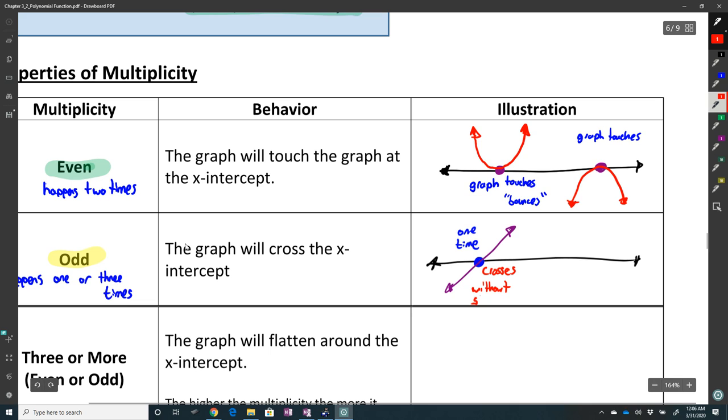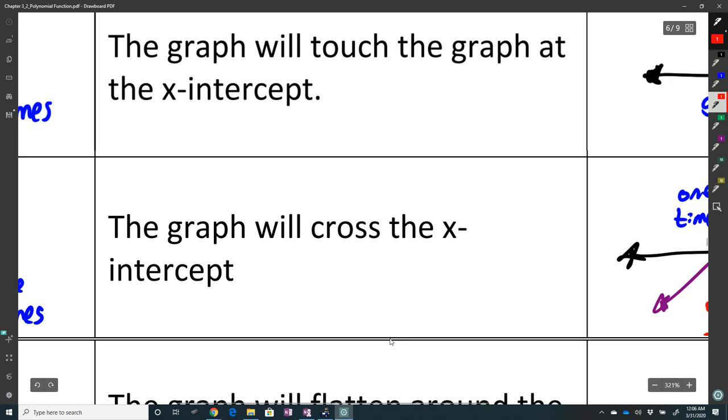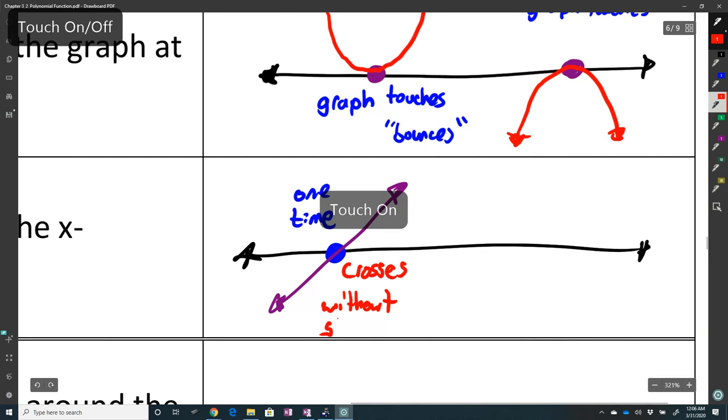No, zoom in. Now it's hard to do this because I don't have touch. There we go.